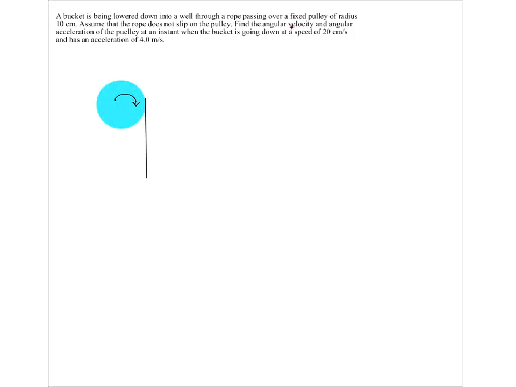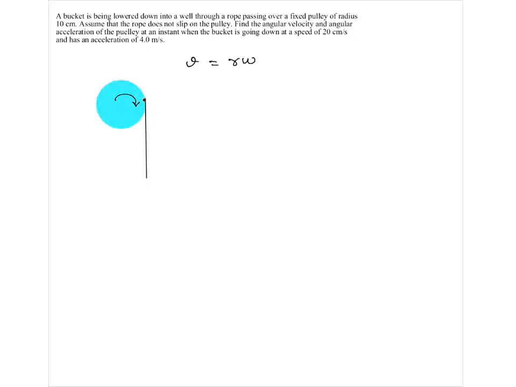Now for the pulley, for the particle on the surface of the pulley, V equal to R omega. But this particle has the same speed as this bucket, this point, this point, this point. Everybody will go at 20, 20, 20, 20. And so will this fellow be going at 20.